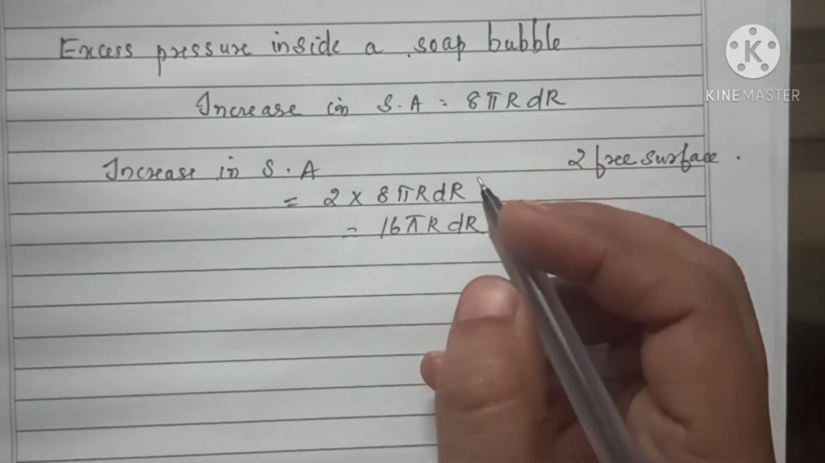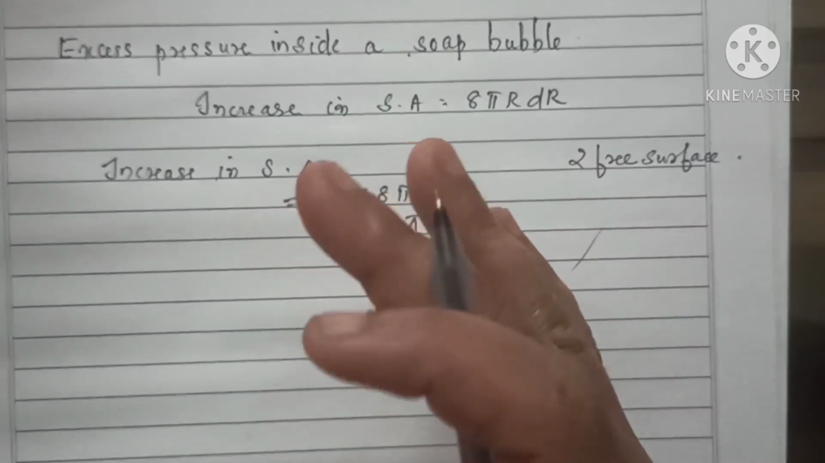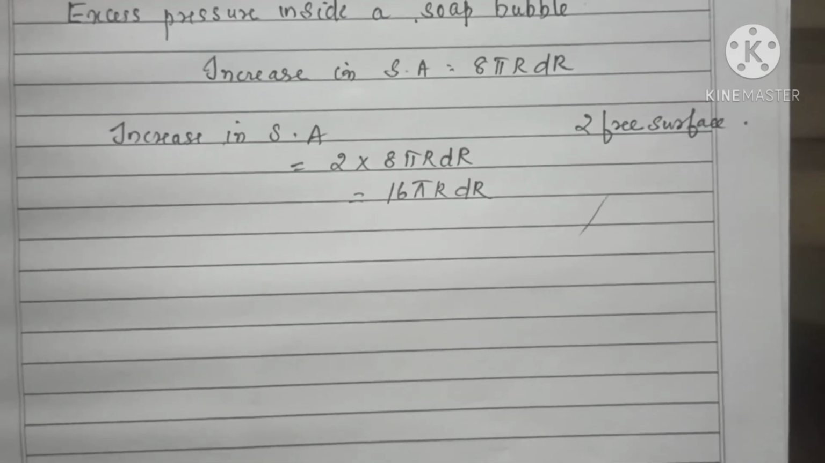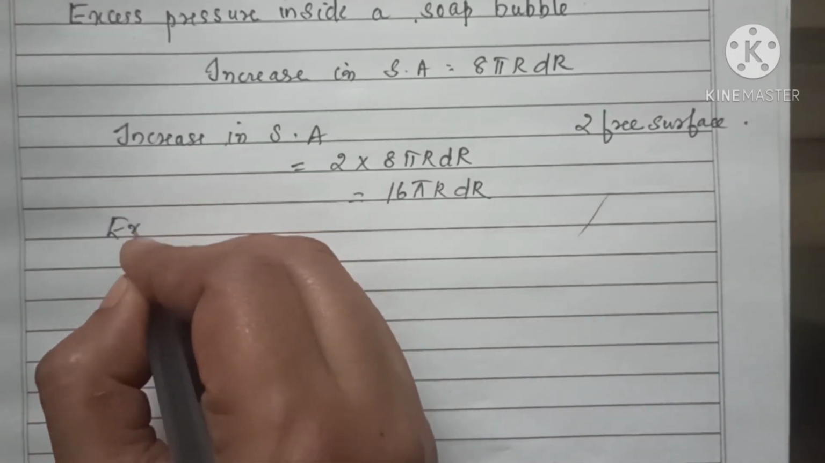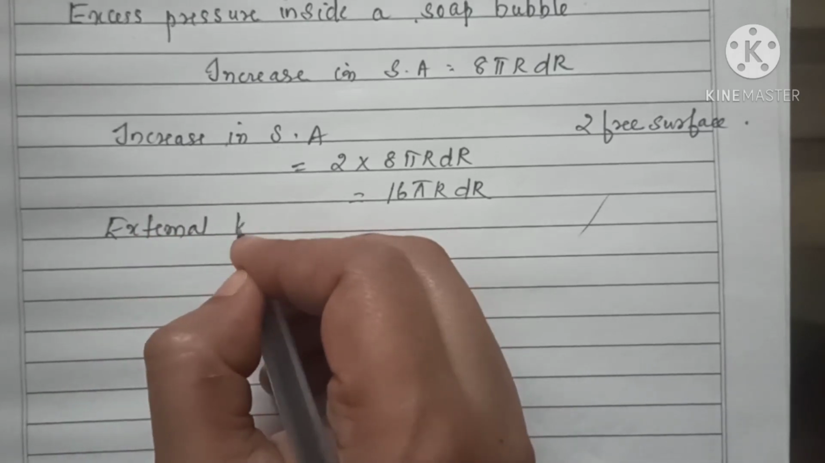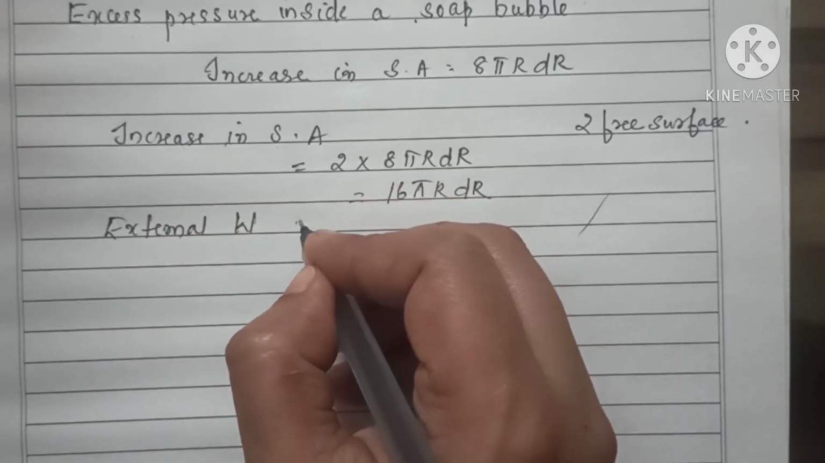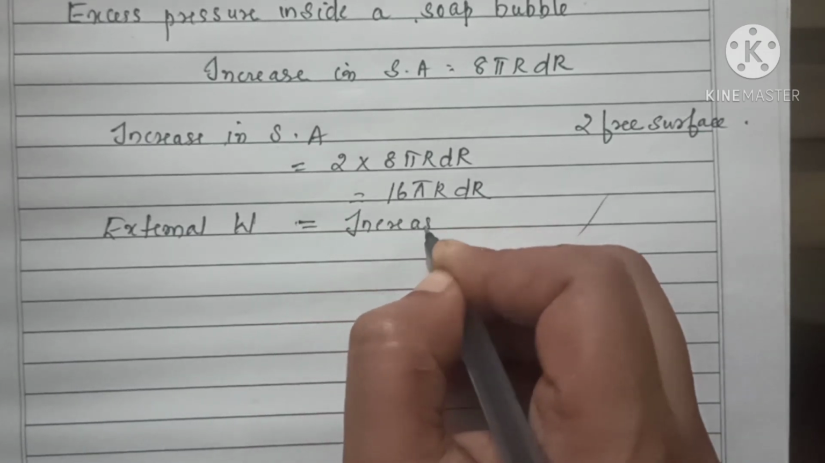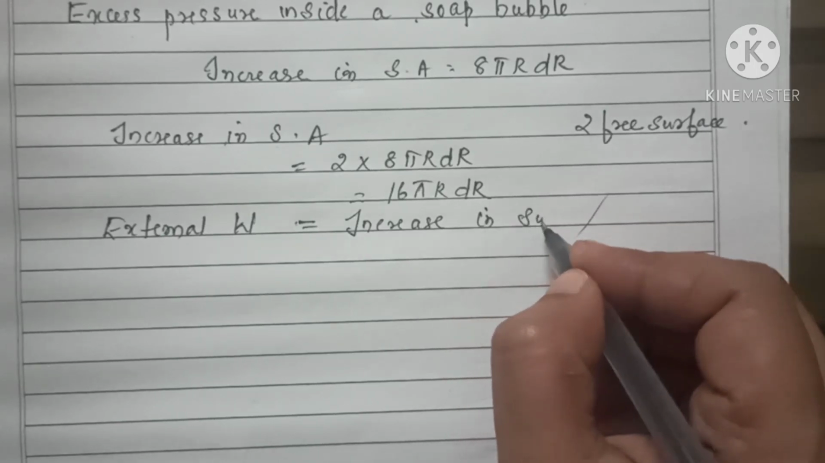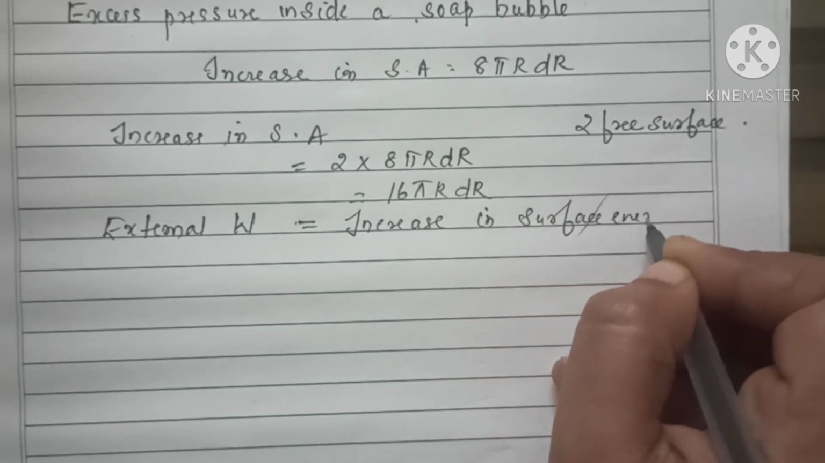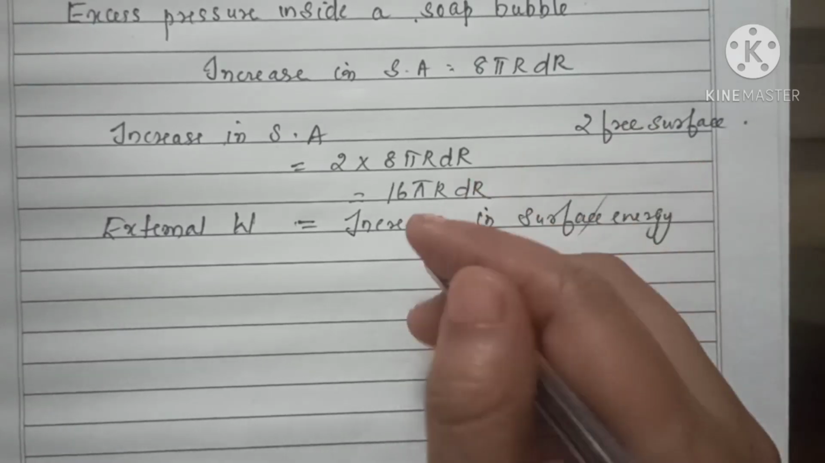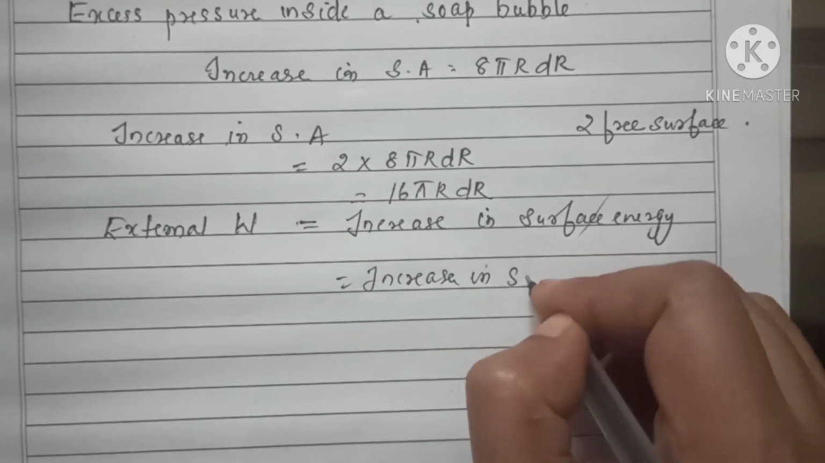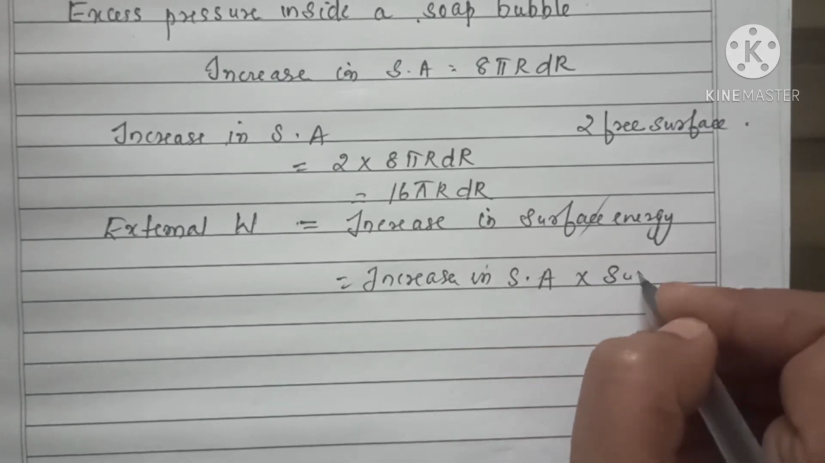Okay. Now similar to that last derivation, we want to find the external work done in increasing the surface area. That is the external work done to increase the surface area of the soap bubble. That is the increase in surface energy. Okay, increase in surface energy. Now what is increase in surface energy? Yes, that is increase in surface area into surface tension.